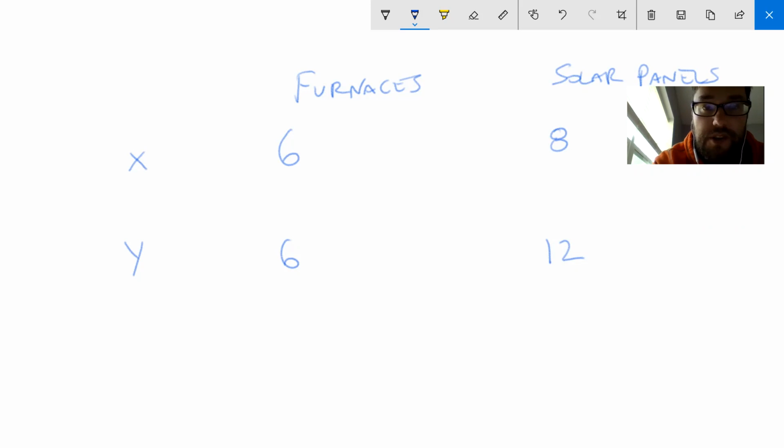I'm just going to do it here to the right. For country X, I'm going to do this in parentheses because we're calculating opportunity cost. So we're going to take the opposite, right? 8 solar panels over the 6 furnaces. So 8 over 6, and again, this is the cost of a furnace in terms of solar panels. We reduce that, and it's 4/3 of a solar panel. So the opportunity cost of one furnace is 4/3 of a solar panel, and this is for country X.